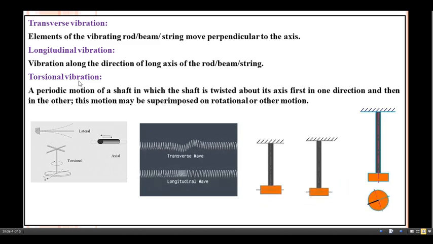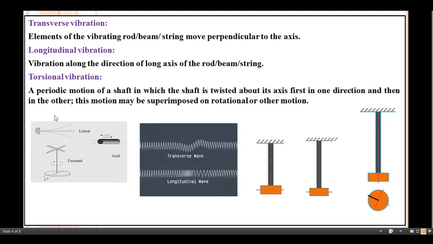So what about torsional vibration? Here, this is the case of torsional vibration. A periodic motion of a shaft in which the shaft is twisted about its axis, first in one direction and then in the other. This motion may be superimposed on rotational or other motion. If you look at this disc, twisting and untwisting of the disc takes place continuously. This is the case of torsional vibration.